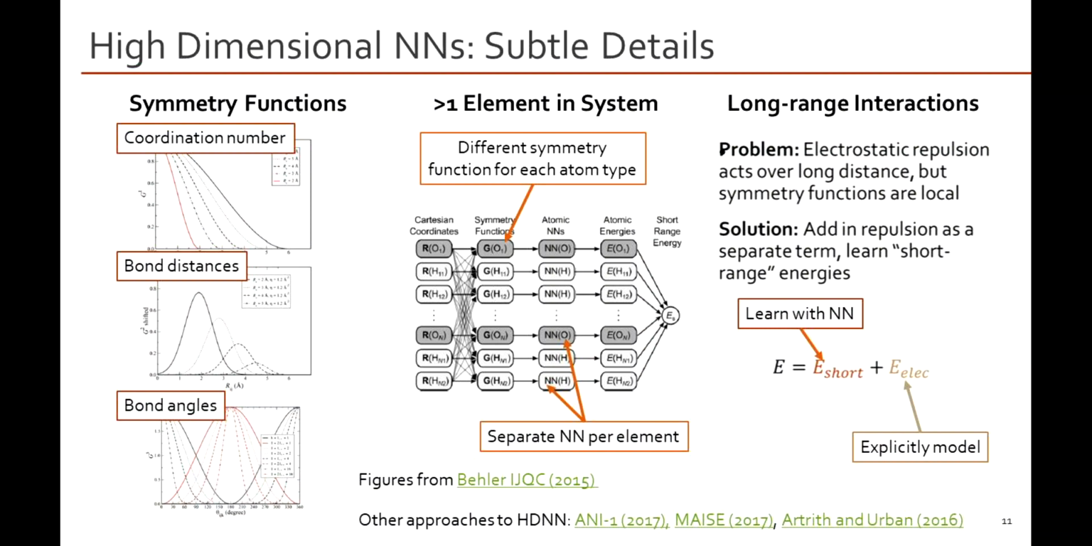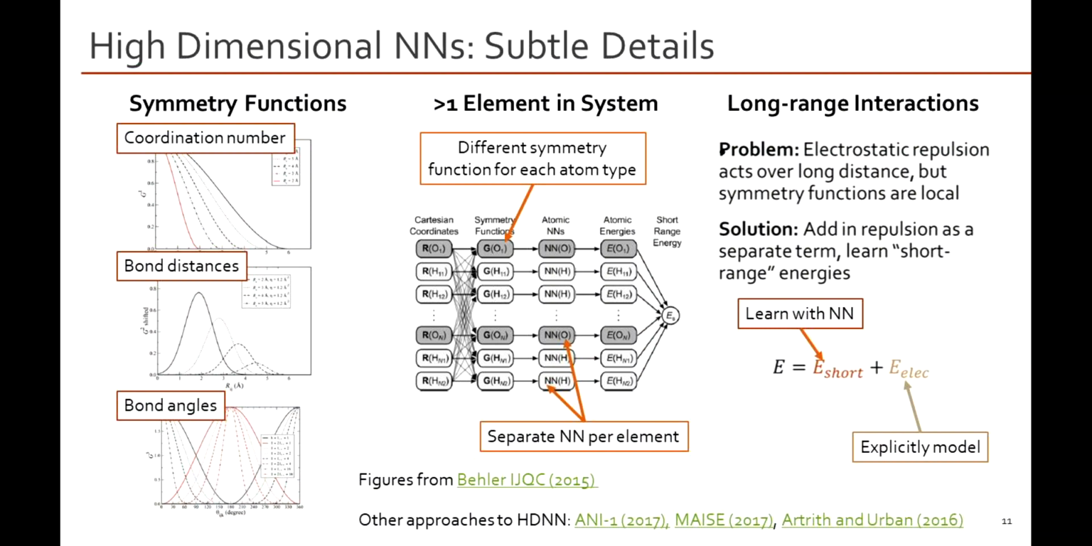The other bit of complexity you'll see in high-dimensional neural networks is how they account for having more than one atom type, and I do that by having different symmetry functions describing inputs for different types of atoms. So say in water, I would have one set of fingerprints for hydrogen, another set for oxygen. Additionally, oxygen will react to those different environments differently than hydrogen will. So I have separate neural networks to describe each of the different elements.